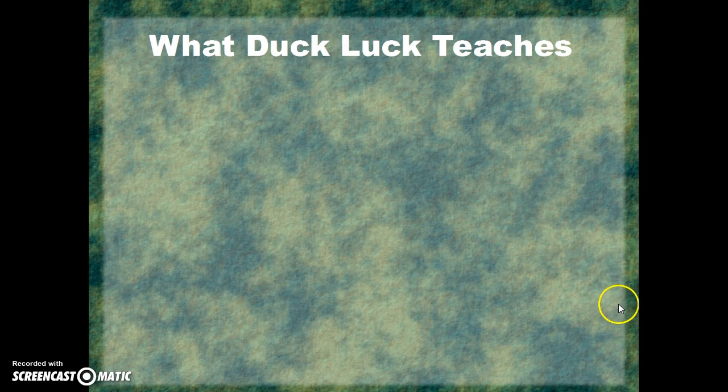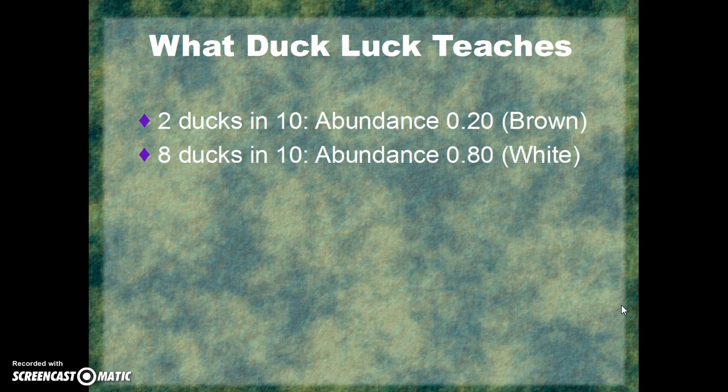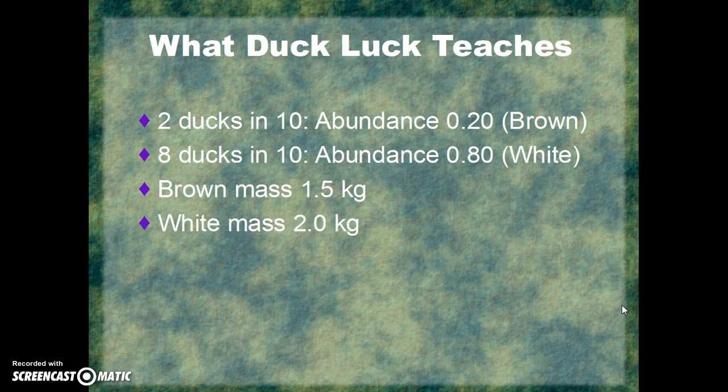Now, if you've done the exercise called duck luck, let's remind ourselves of what it teaches. There were 2 ducks out of the 10 that were brown. Their abundance then is 0.2 or 20%. 8 of the 10 ducks total were white. That abundance was then 0.8 or 80%. The brown ducks mass 1.5 kilograms each. The white ducks mass 2.0 kilograms each.